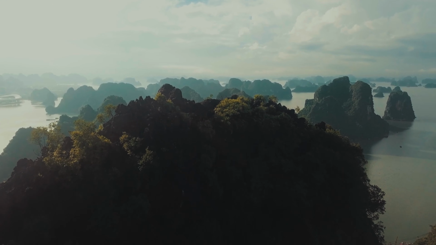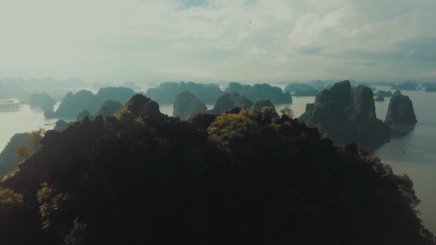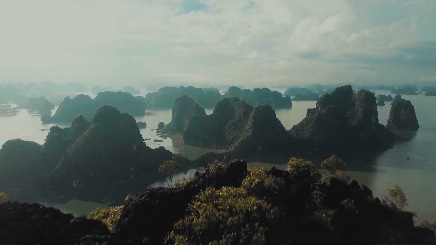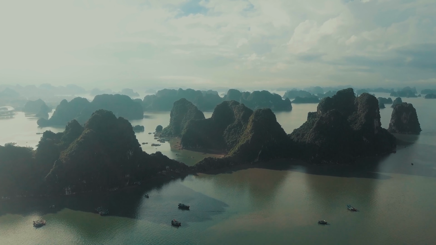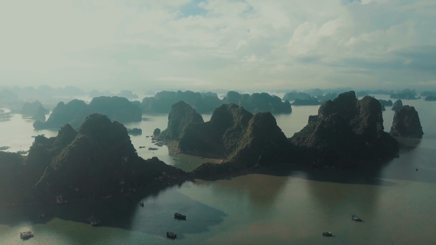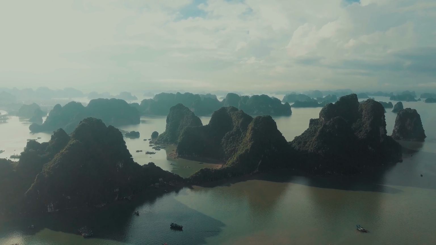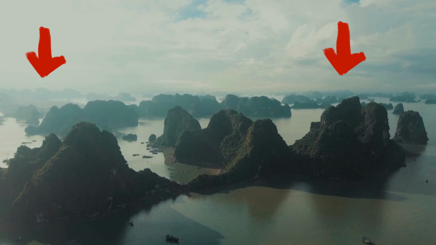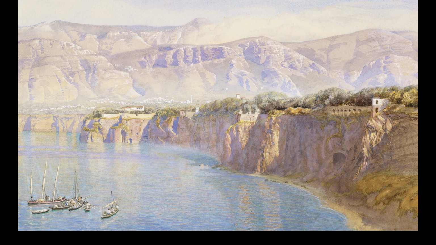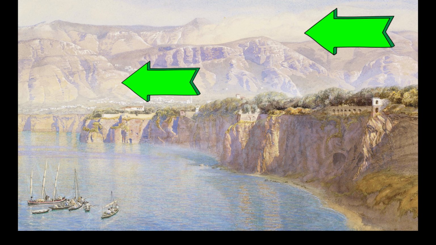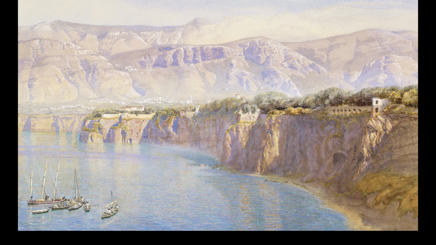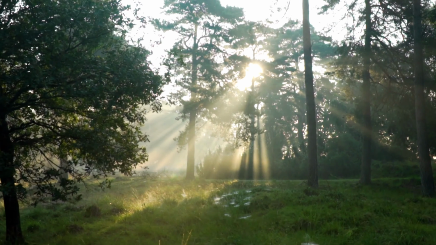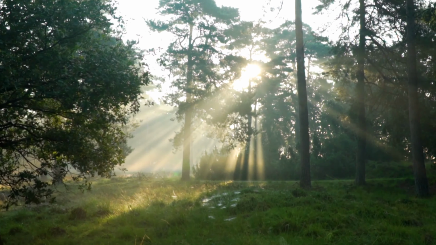Atmospheric perspective is a technique that involves using color and value to create the illusion of depth in a painting. It's based on the idea that objects become less distinct and less colorful as they move farther away from the viewer. Take a look at this mountain range. Notice how the mountains in the distance are lighter and less colorful than those in the foreground. This is because the atmosphere between the viewer and the mountains scatters light, making distant objects appear hazier and less distinct.